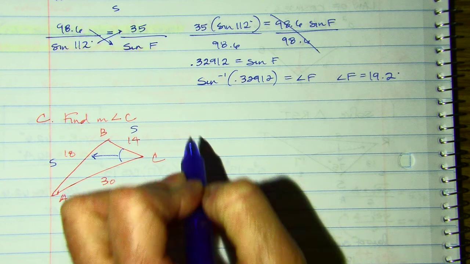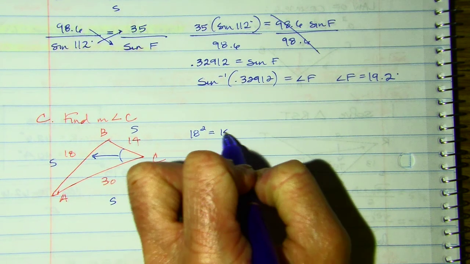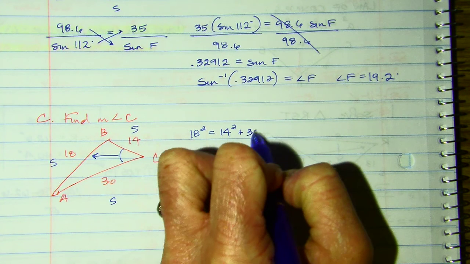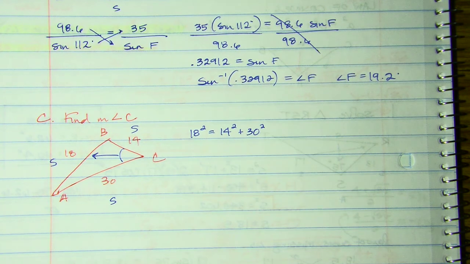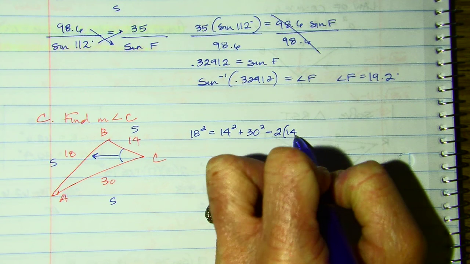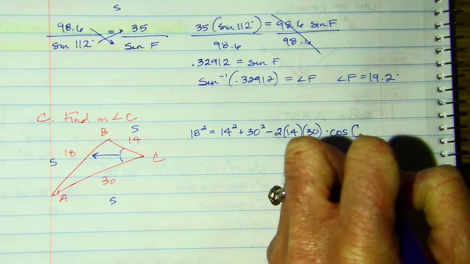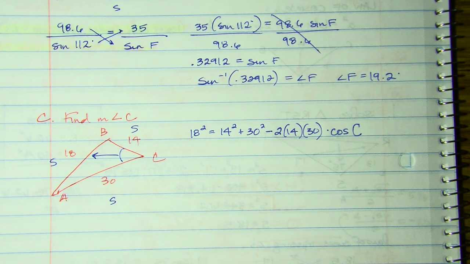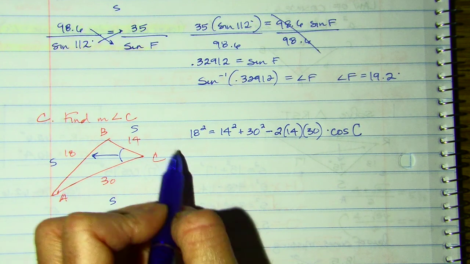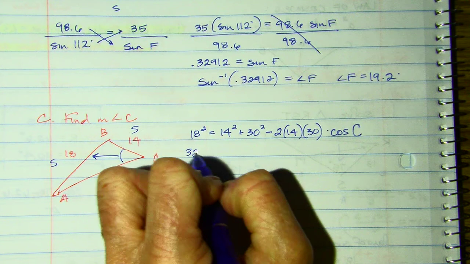Right? So I start with our sides. 18 squared equals the other two sides squared. Doesn't matter whether you write the 30 first or the 14. Minus 2 times my sides times the cosine of C. I don't know what C is. So I'm going to solve everything. I'm going to simplify the pieces I do know. So 18 squared in our calculator is 324.